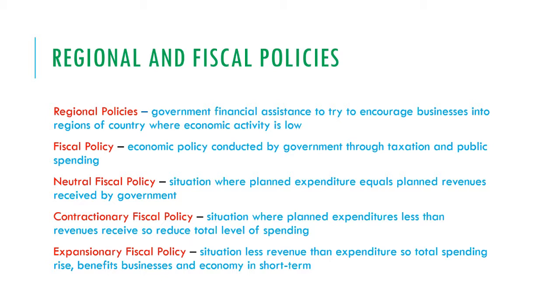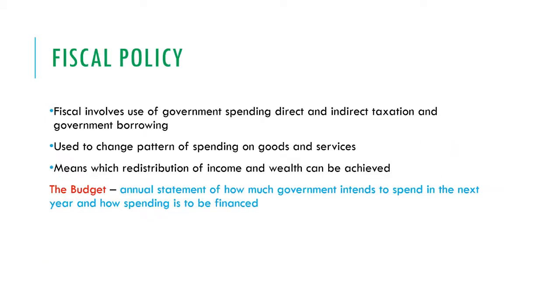So if it's neutral, that means they're going to be spending the same amount as they receive. Contractionary is that they're going to be spending less than they're receiving, so they're going to receive more. But an expansionary fiscal policy is a situation where there's less revenue than expenditure, and so total spending will rise. And this benefits business and economies in the short term, as they're spending more than what they're receiving, and therefore it's boosting the economy because they're actually spending more, they're investing more, if you will.